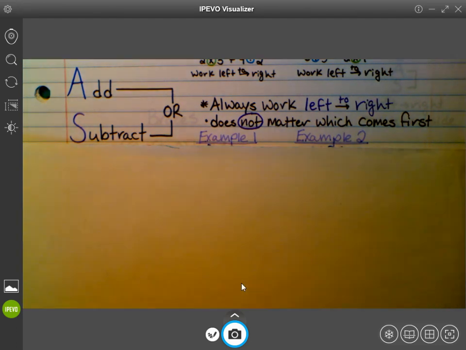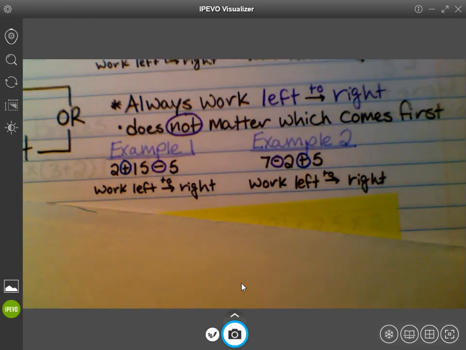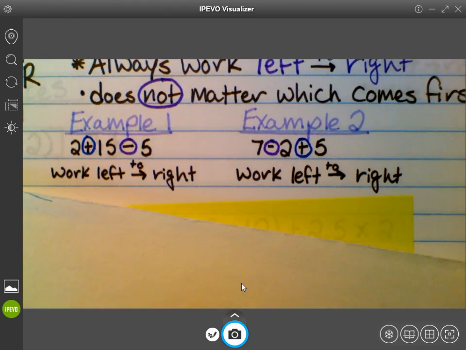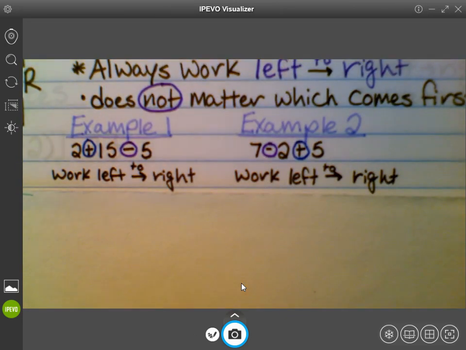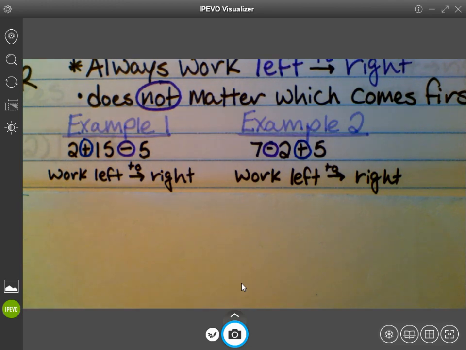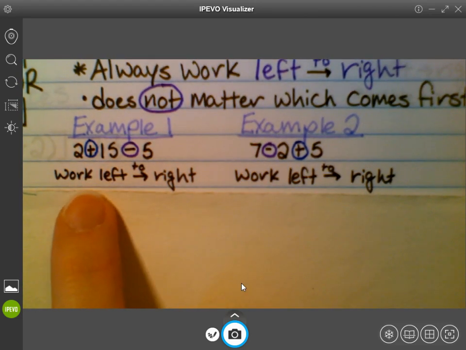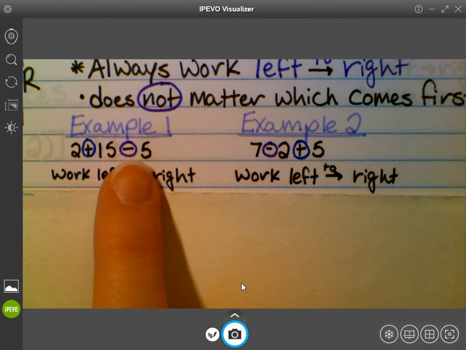All right, so here are our examples. We have example 1 and example 2. For example 1, my equation is 2 plus 15 minus 5. So I have addition and subtraction. It doesn't matter which one comes first, so I just work left to right. I would do 2 plus 15, then I would do whatever that is minus 5.